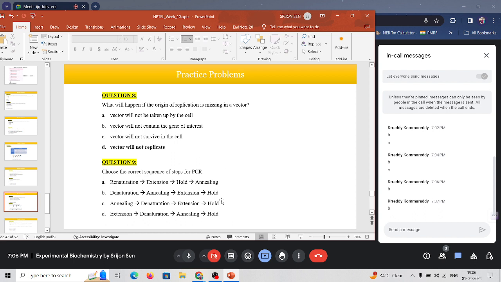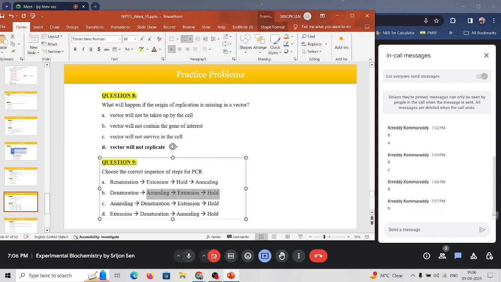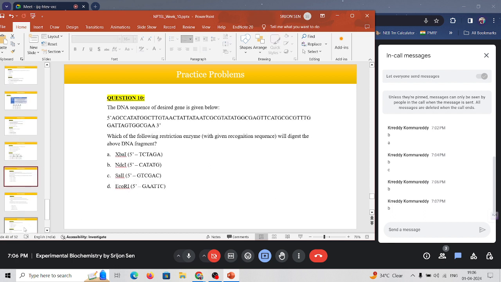Yes, option B is correct. Denaturation, annealing, extension, hold. That is the correct option. Great. Next one. The DNA sequence of the desired gene is given below.